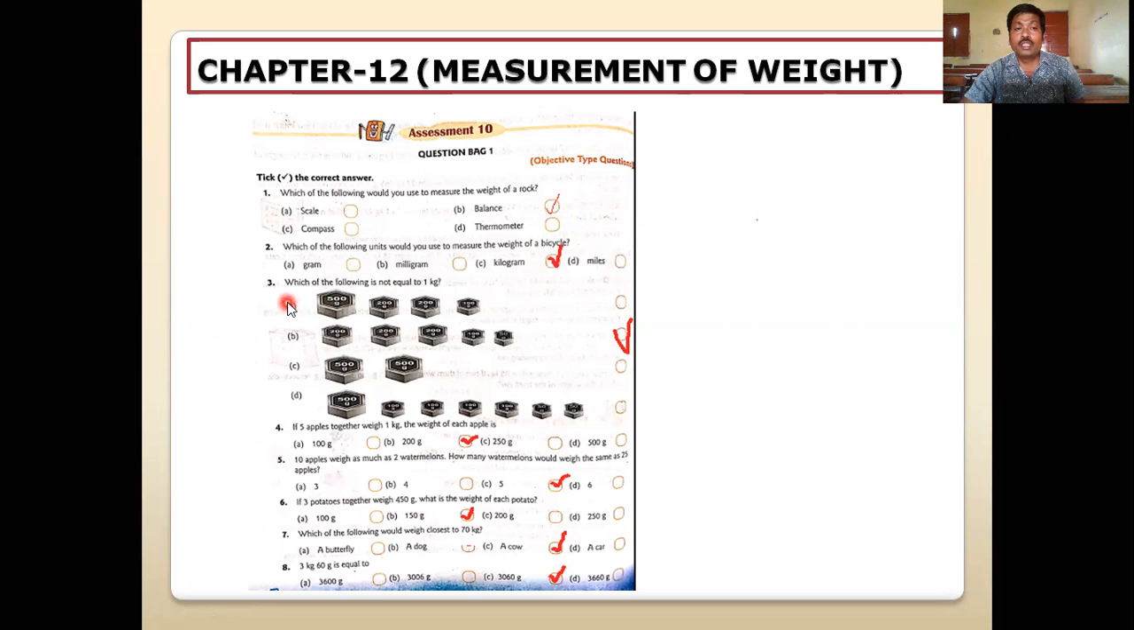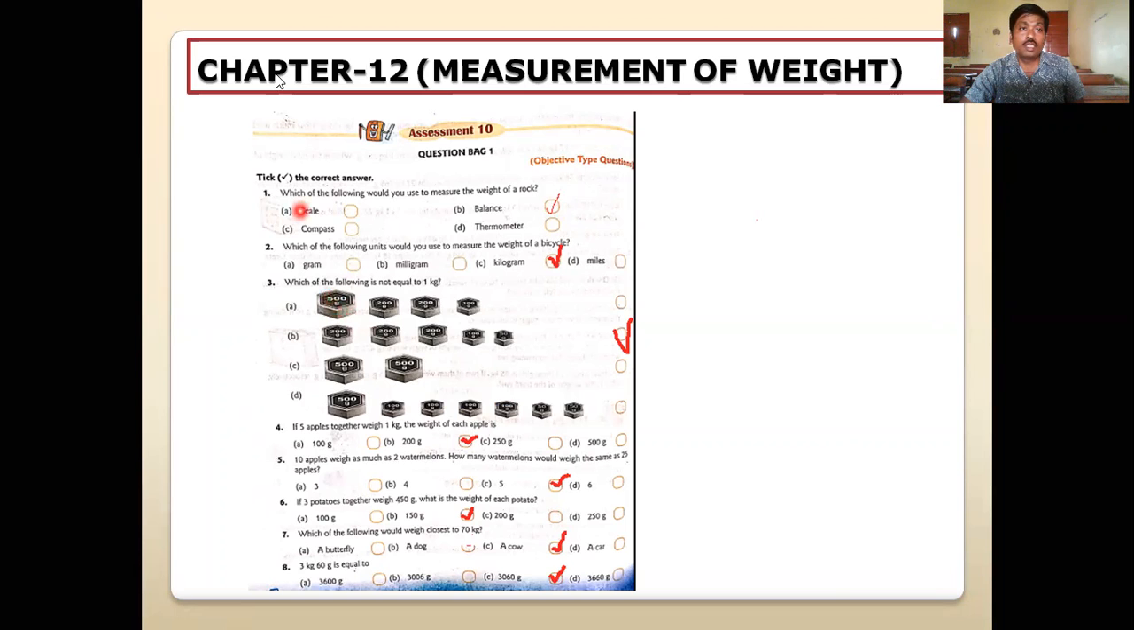Now here is question number 3. Which of the following is not equal to 1 kg? Here the question says "not equal to." So one by one, we add all the objects' weights. If the total weight is 1000 gram, that is 1 kg, then that option is not the answer, and the one which is not equal to 1000 gram, that is 1 kg, is your answer.